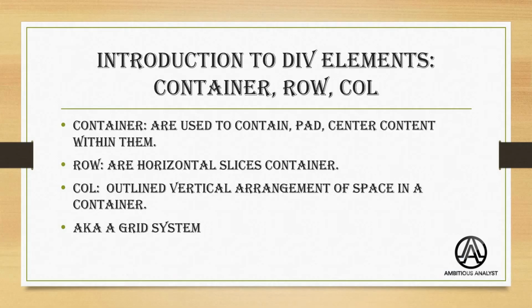So I want to give you some more technical definitions, and I tried putting it in simple terms, maybe not super technical. Definitions of what containers are. So containers are used to contain, pad, and center content within them, like the squares that I was talking about. Rows are horizontal slices of a container. Columns are vertical arrangements of space in a container. So a container is broad, row is more specific, column is more specific. And all of that put together is called a grid system.